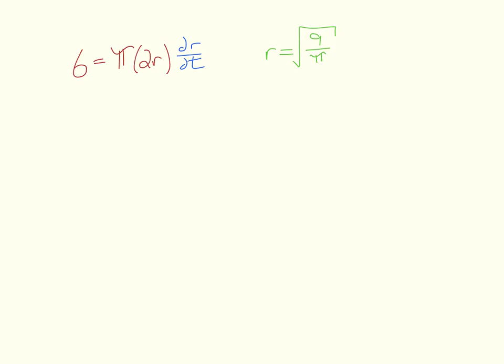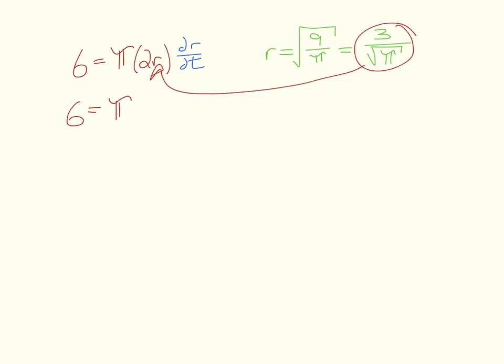One final step to simplifying this r over here is I want to take the square root of the top to be 3 over square root of pi. That'll make our calculations easier when we are trying to figure out what dr dt is over here. So now I will substitute this value in for r. That leaves us with 6 equals pi times 2 times 3 over square root of pi, times dr dt.